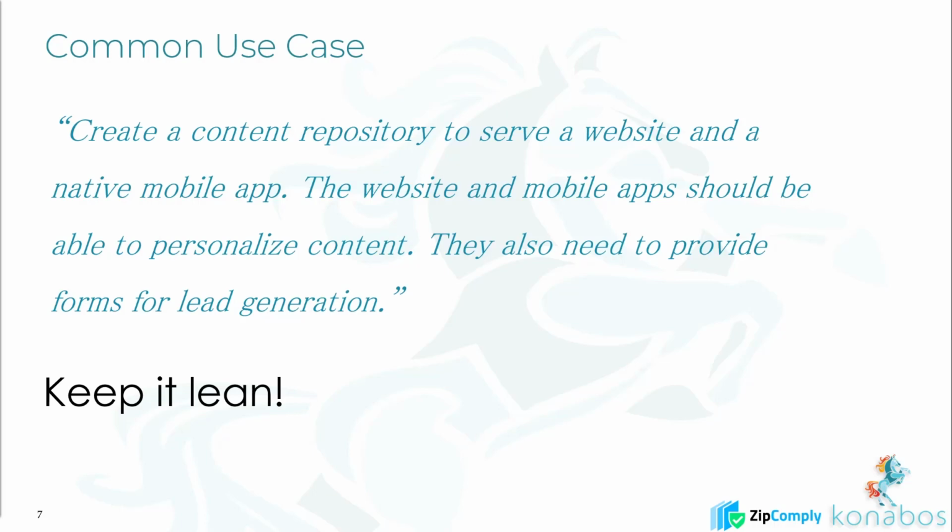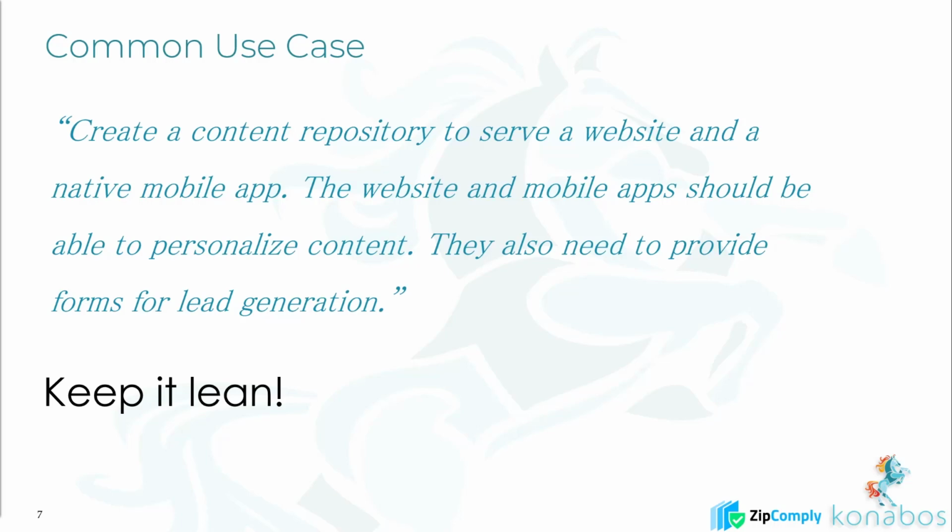We're trying to create a website and be able to support a native mobile app. Both the website and the mobile app should be able to personalize content. They also need to provide forms for lead gen. Pretty simple, but the mandate is to keep it lean. So keeping it lean means several things. The costs need to be as low as you possibly can with paid subscriptions, as well as the site needs to be super fast and it needs to do what it needs to do.